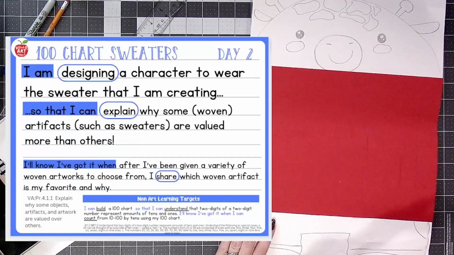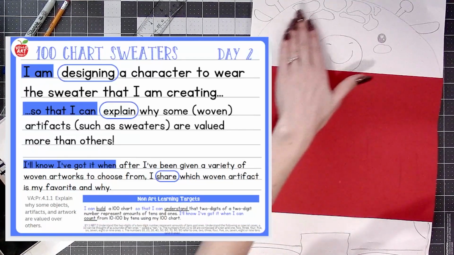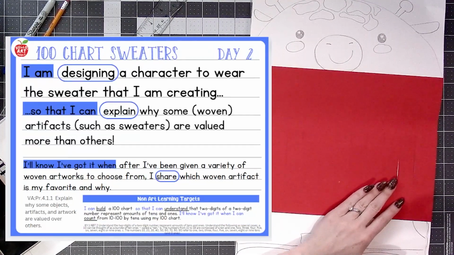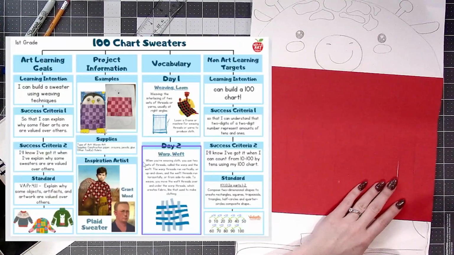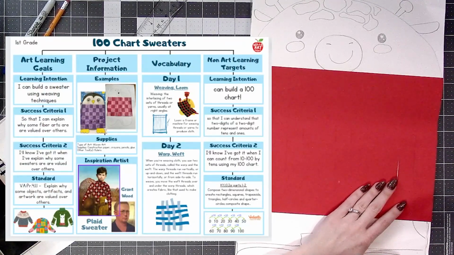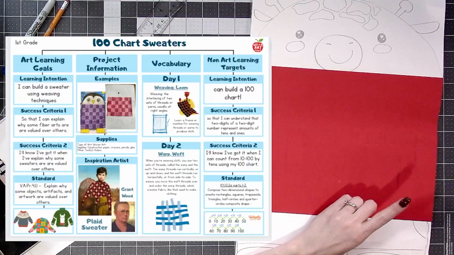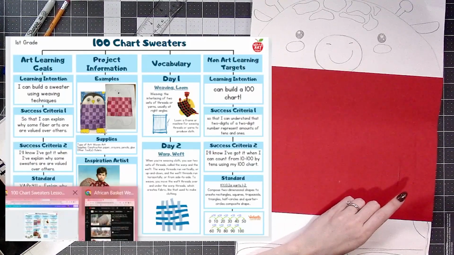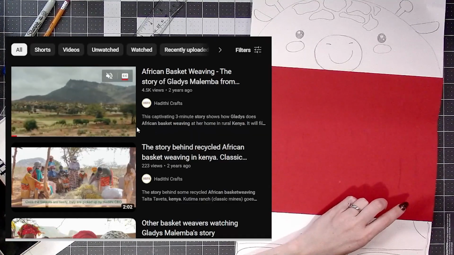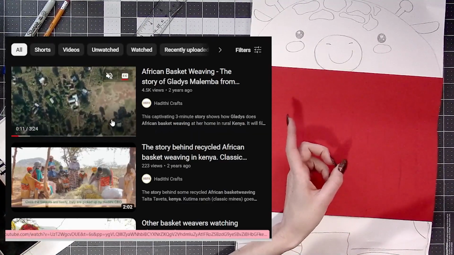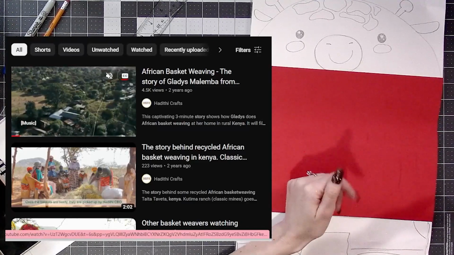All right, the first thing that we are going to do before we start drawing our character is we're going to watch a little video about African basket weaving. Now, the artist inspiration for this lesson is actually Grant Wood and his painting with this plaid sweater, but we have a bonus inspiration for this lesson, and that's who we're going to learn about right now. Gladys is her name and how she does her African basket weaving. So we're going to pause the video here and watch this, and then we'll come right back.